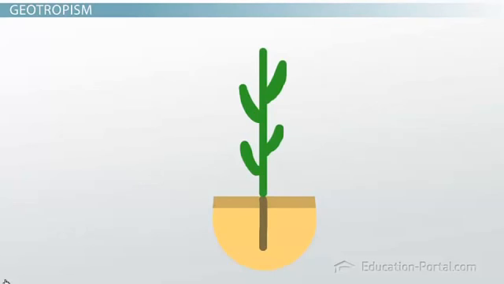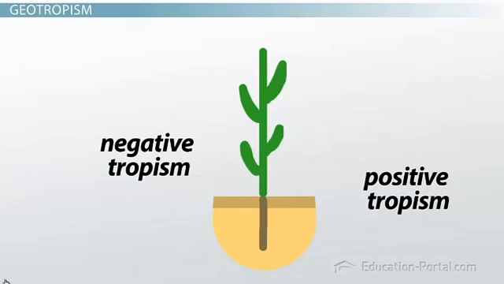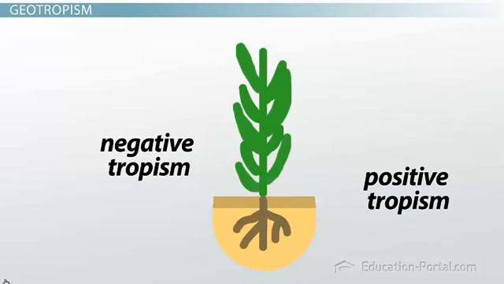Roots have specialized cells that sense gravity and therefore have a positive tropism by growing towards the pole of gravity. Opposite of this is the growth of the shoot, which is the above-ground portion of the plant. The shoot exhibits negative geotropism by growing away from the earth. You can see these growth patterns with lateral roots and branches. Lateral roots will curve down, while lateral branches will curve up.